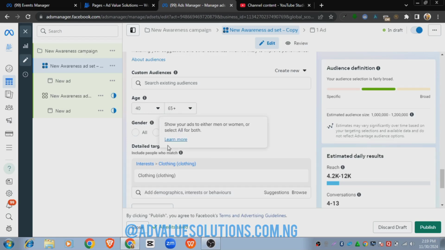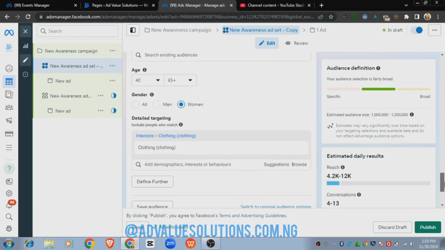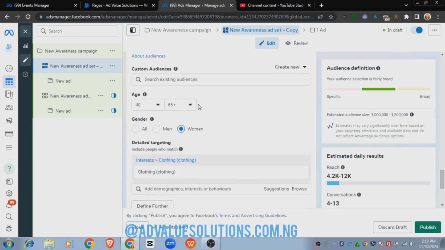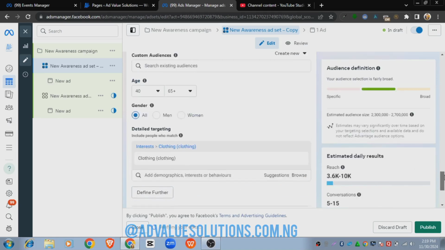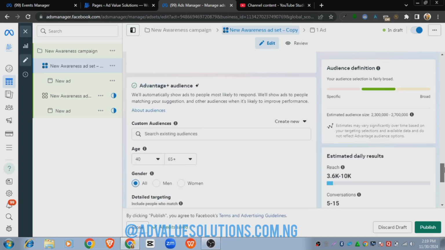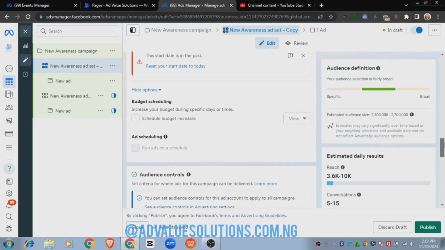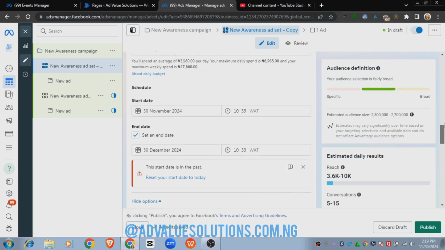Because Facebook cannot be showing clothes for women to men. It is going to be disastrous. Yeah, it's not going to work, and it's going to cost you, and you're just going to waste your money. So if it's for men, target men. If it's for women, target women. If it's for both, leave it at all. You understand? But if the clothes is something that both men and women can wear, leave it in all. I'm just trying to give you an example so that you understand.